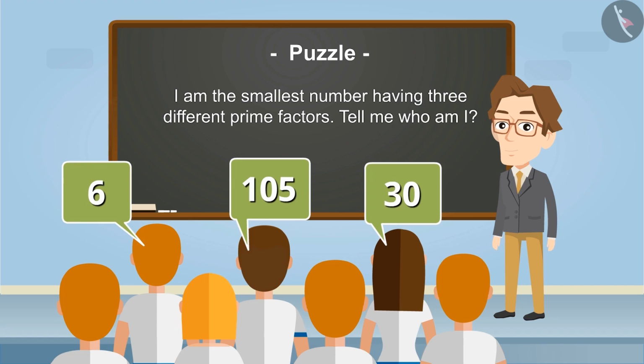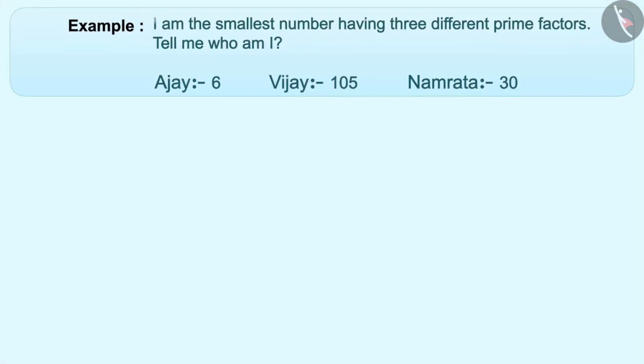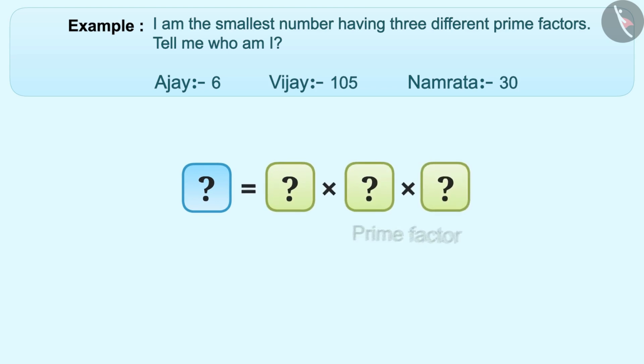In your opinion, who gave the correct answer? Let's read the puzzle once again. I am the smallest number of 3 different prime factors. Tell me, who am I? That means we have to find out the smallest number with 3 different prime factors. Now, to find out the smallest number, the prime factors should be small. But they must be different at the same time.